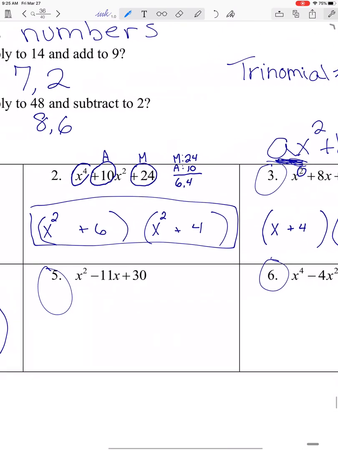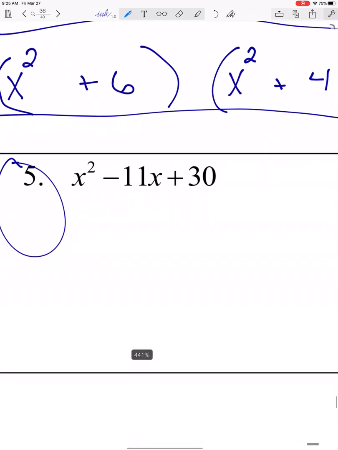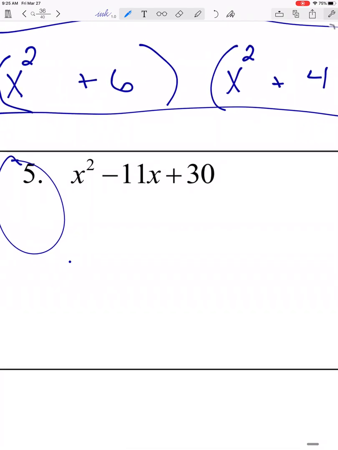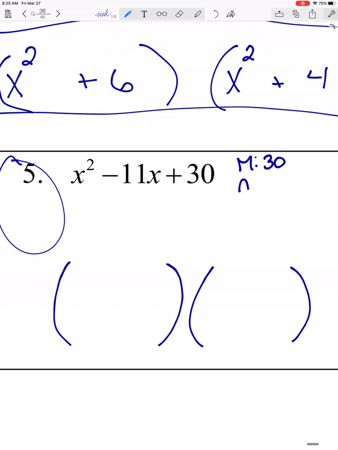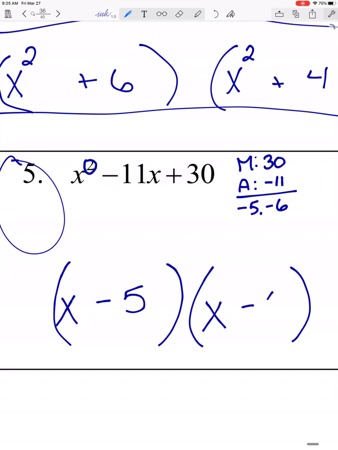So let's take a look at number 5. For number 5, we double bubble. So we're going to find two numbers that multiply to 30 and add to negative 11. So when we do that, you should end up with negative 5 and negative 6. Remember, we have the x to the second power, so we're just going to have x and x. And we have negative 5 and negative 6.